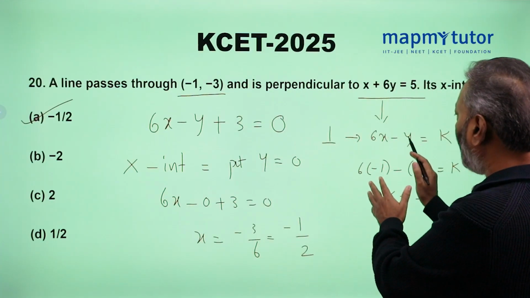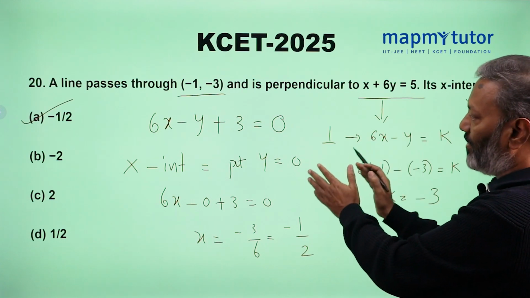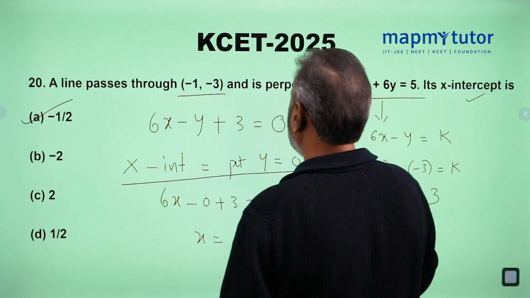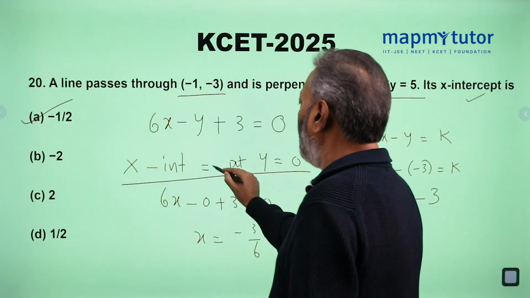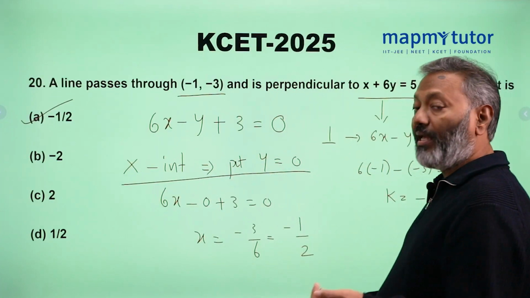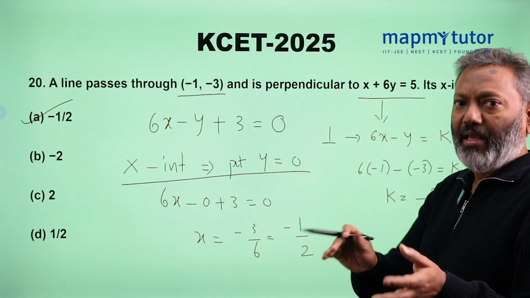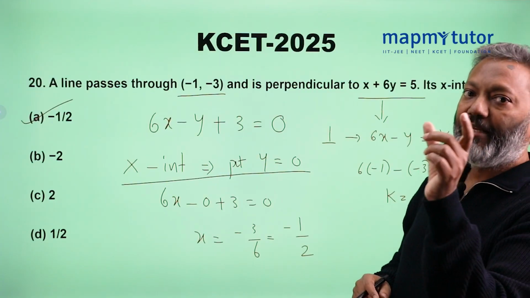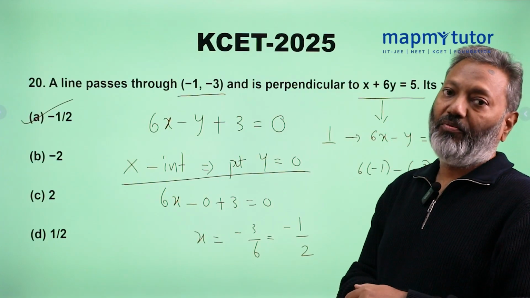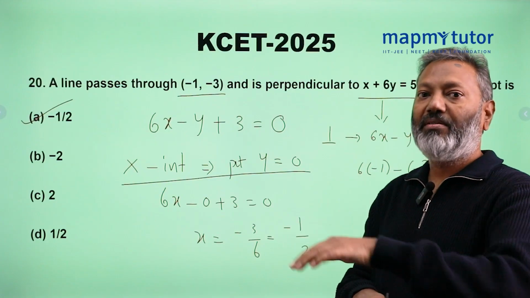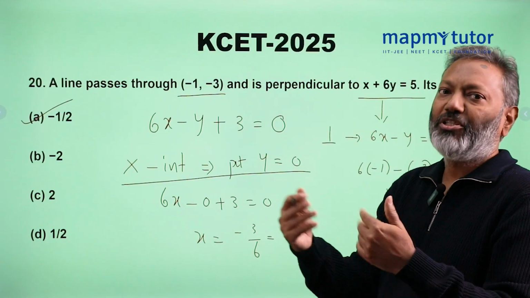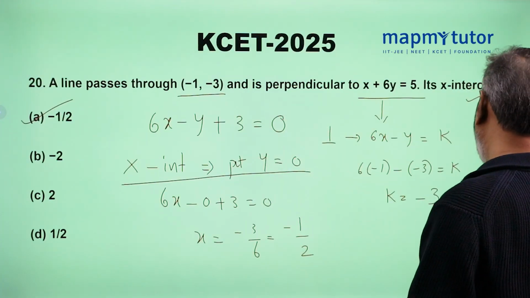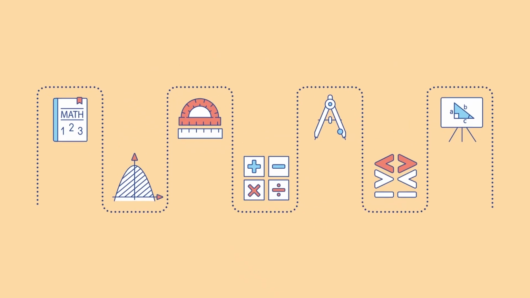So, how to find the line? That is the first part: find the equation. Once the equation is formed, you can find the x-intercept by substituting y equal to 0. Suppose you need the y-intercept, then you put x equal to 0. Why? Any rule? Of course. The x-intercept means the intercept made on the x-axis. What is the equation of the x-axis? y equal to 0. That's why we are using it. Actually, we are solving. Similarly, for the y-intercept, put x equal to 0. Got my point?